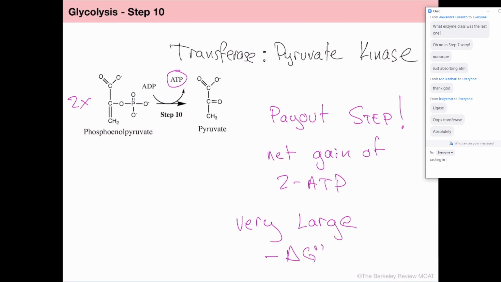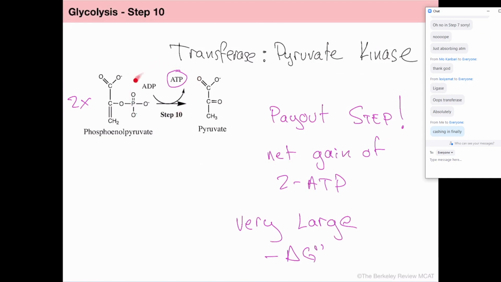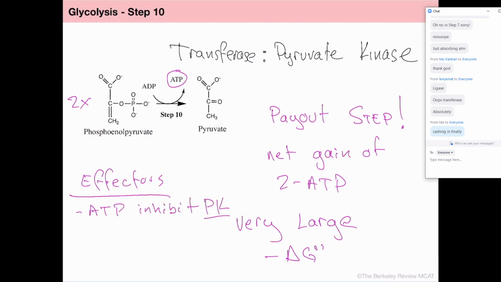Okay. And so for any of these steps where you're generating ATP or using ATP, it's a pretty good sign that they're probably a site of regulation. Okay. So specific to this reaction, effectors that inhibit this are again ATP, right? Inhibits pyruvate kinase, which is PK. Acetyl-CoA does.